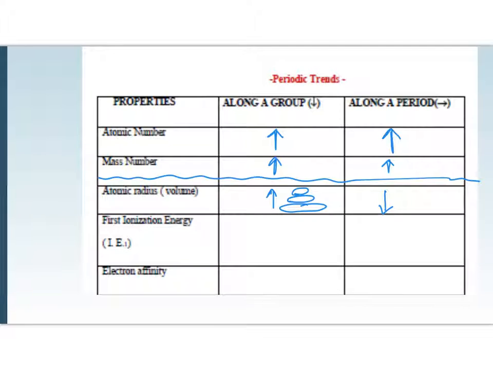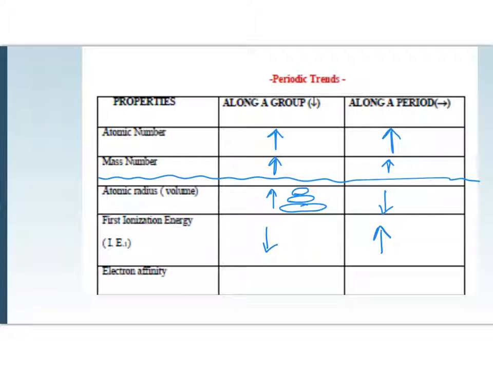And what about first ionization energy? As we have said already, when you go along a group, atomic radius increases. So this means that you need less energy in order to remove one electron from the atom. So when you go along a group, first ionization energy decreases. And when you go along a period, because the atomic volume is decreased, then you need more energy to remove one electron from the atom.